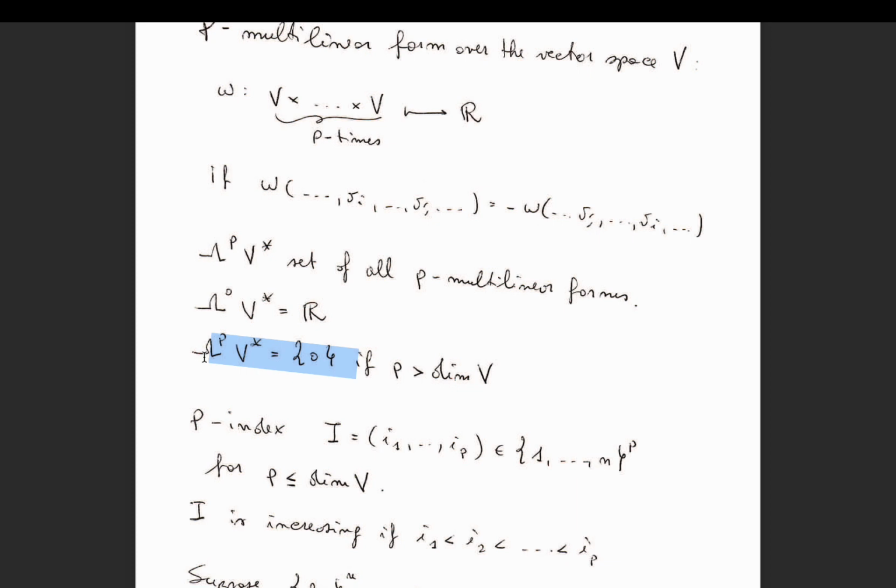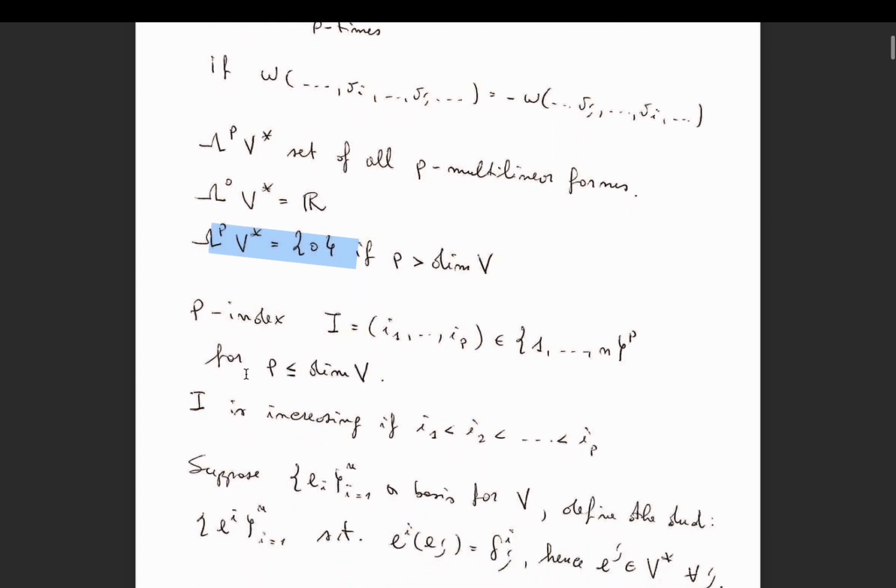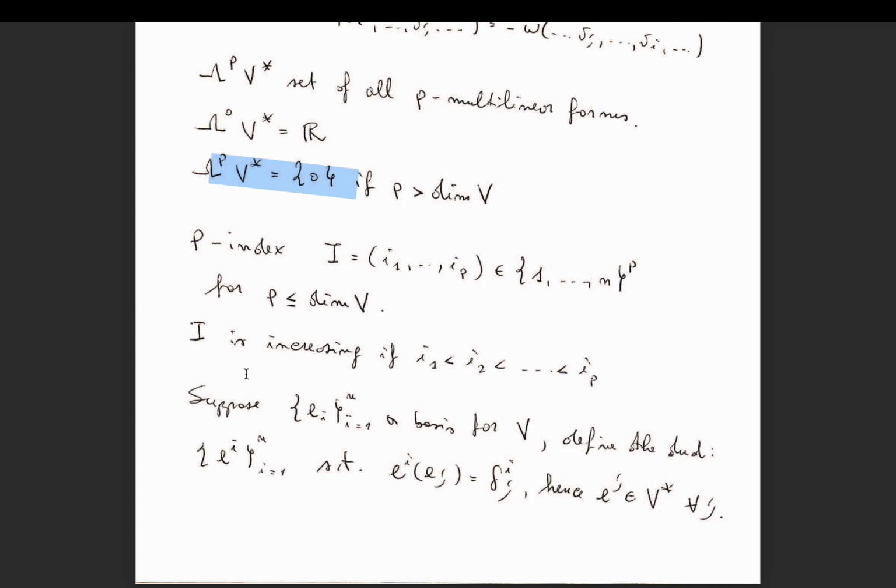Now a p index is a set of indices i1, ..., ip where ik goes from 1 to n, and it's an increasing p index in case i1 is less than i2 less than ... less than ip. So an increasing p index is defined.